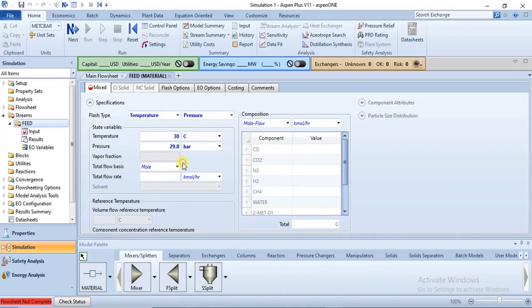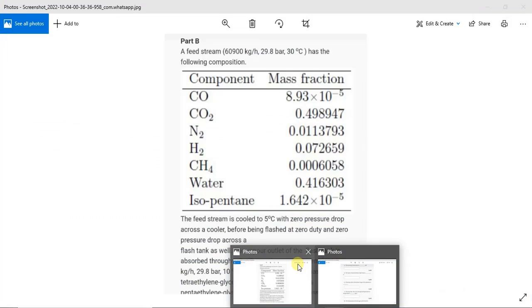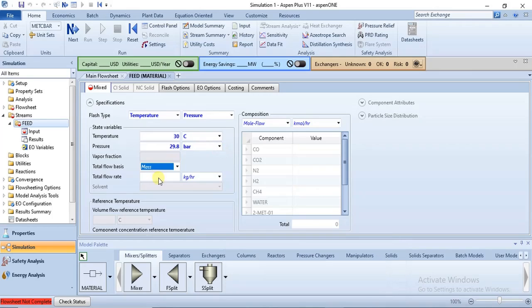Then you change your flow basis to mass so that your unit can be in kg per hour. The flow rate was given to us in kg per hour, so that is 6,900 kg per hour. Then you have your components.